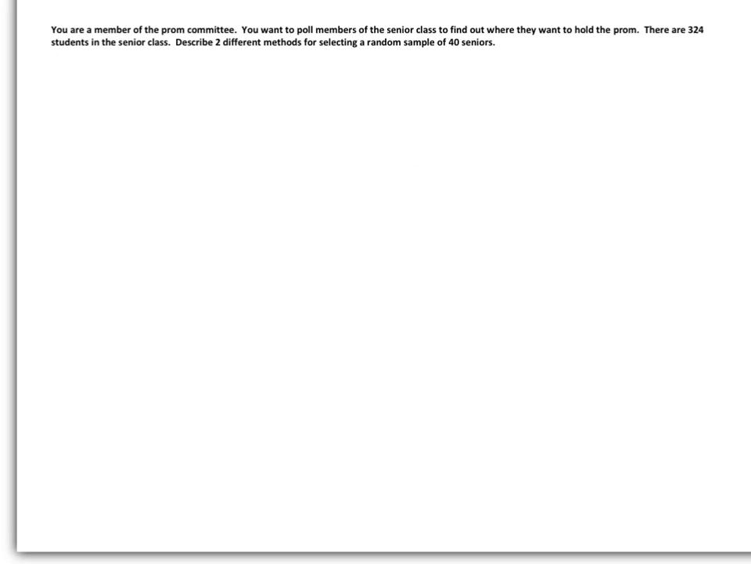Alright, so let's look at this one. You are a member of a prom committee. You want to poll members of a senior class to find out where they want to hold the prom. There are 324 students in the senior class. Describe 2 different methods for selecting a random sample of 40 seniors.